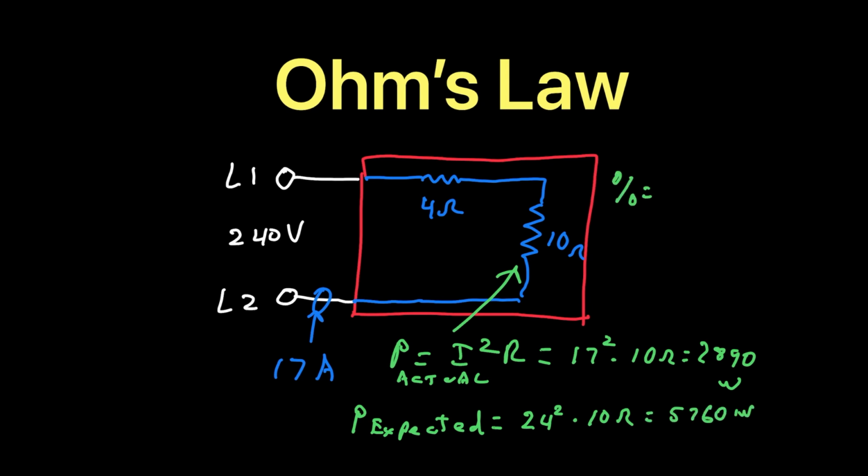This means that with the loose terminal block, the heating element was only outputting 50% as much heat as it should have been. By the way, there is a link to the video on electric power in the description of this video. So that was just one of many examples of how Ohm's law can help you with your diagnosis.